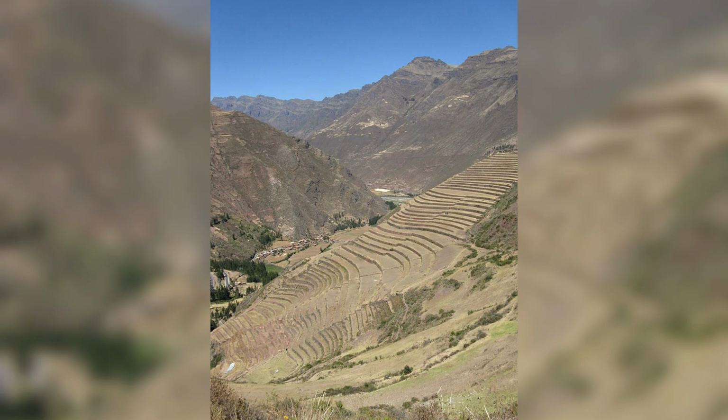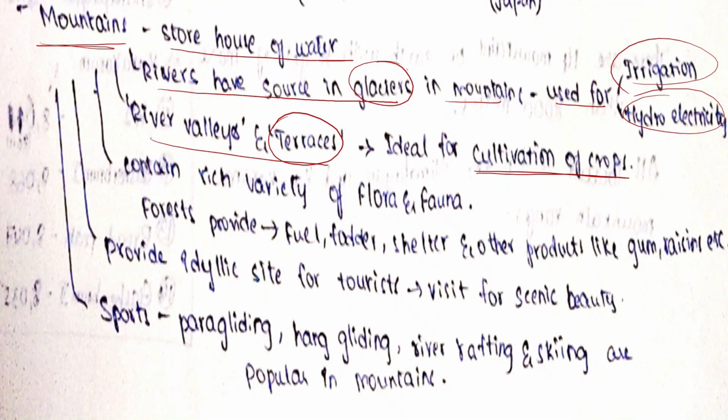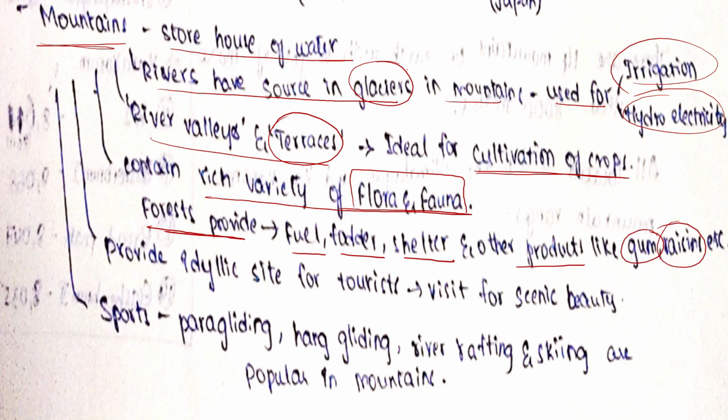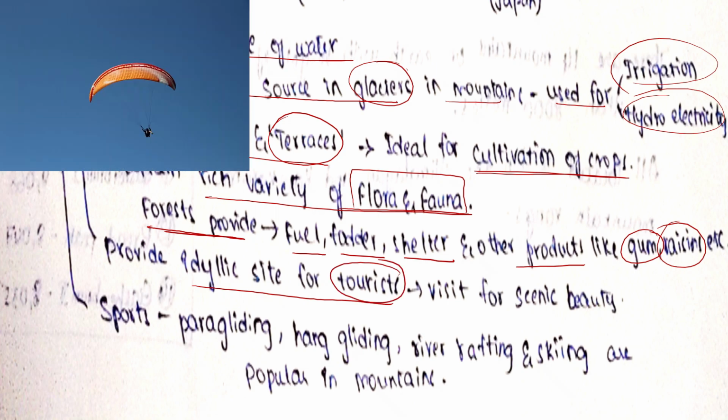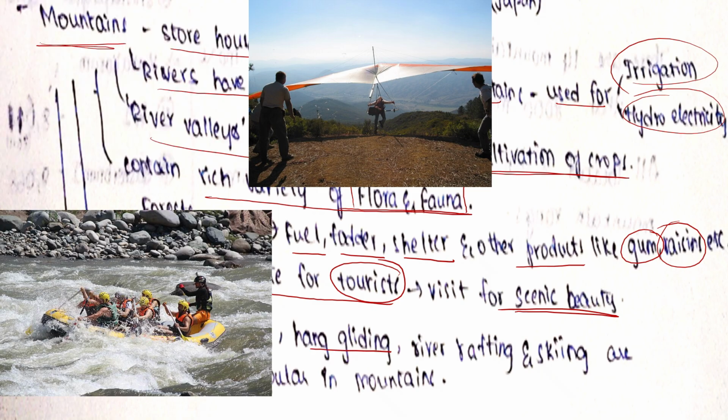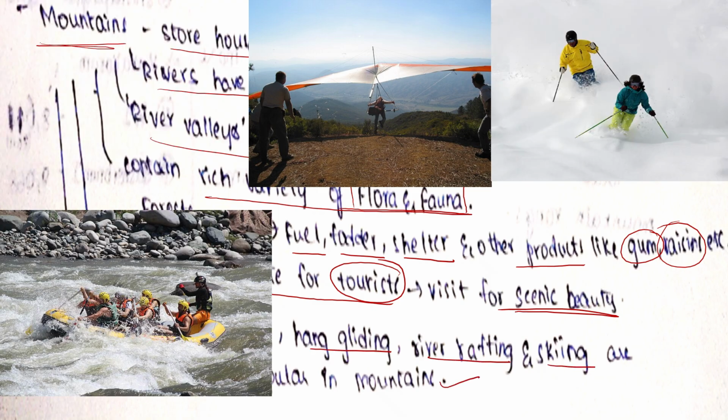Terraces are nothing but a flat platform-like area of the earth which is created on the slope. This is done mostly for agricultural purposes on the mountains. And mountains contain a rich variety of flora and fauna, which means mountains are home to a wide variety of plants and animals. And forests in mountain regions provide fuel, fodder, wood, herbs and other useful products such as gum, raisins, etc. And mountains are also beautiful places that attract tourists for their natural scenery. And many adventure spots like paragliding, hang gliding, river rafting and skiing are popular in mountain areas.